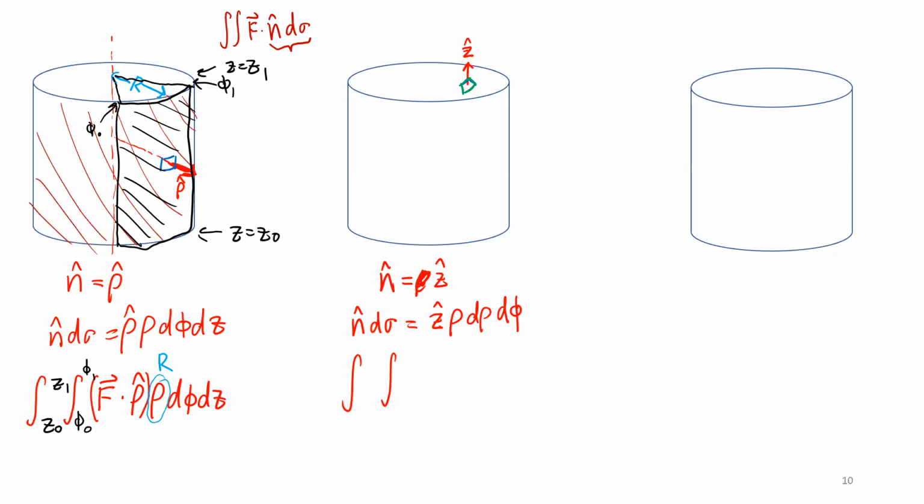So then if I do the flux integral, this time I am taking the dot product between this F and z hat. Again, I will have the rho d phi. Okay, so this time the rho is not a constant. You are considering different rho values, depending on which part you are at on this plate.